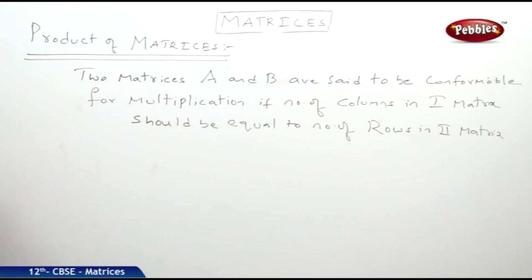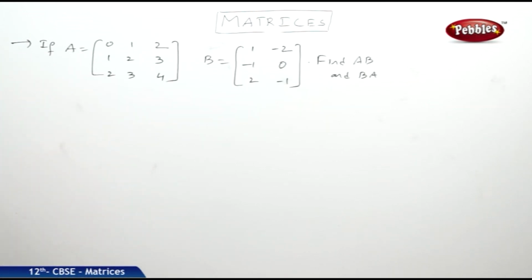I am repeating, two matrices capital A and capital B are said to be conformable for multiplication if the number of columns in the first matrix should be equal to the number of rows in the second matrix. You copy the definition, we shall go for the problem. Right, beta, we shall do a problem based on product of matrices. Here for us two matrices are given.